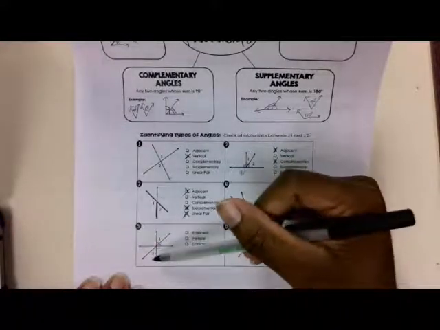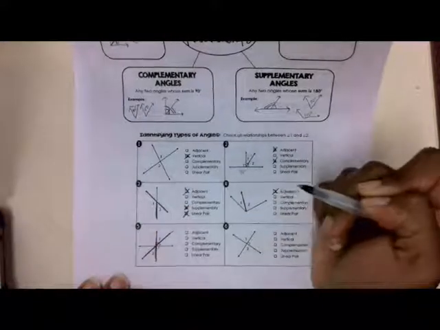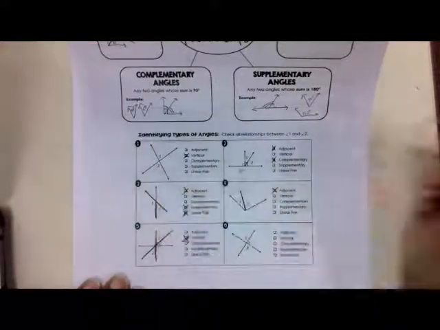Angle 1 and angle 2. So let's see. They don't share a wall. They don't add up to give me 90, but they do have two intersecting lines and they make an X, so they are vertical.